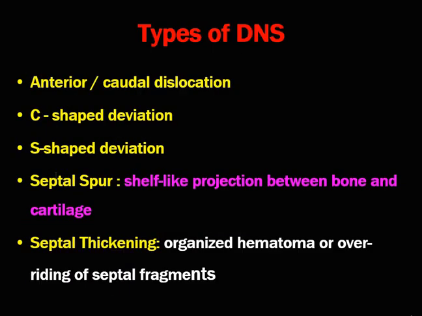What are the different types of DNS? DNS can be classified as anterior or caudal dislocation, C-septum deviation, S-septum deviation, septal spur, which is a shelf-like projection between the bone and the cartilage, and septal thickening, which is due to organized hematoma when the patient develops septal hematoma, or overriding of septal fragments like a duplicated nasal septum.